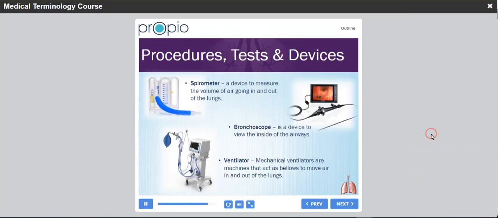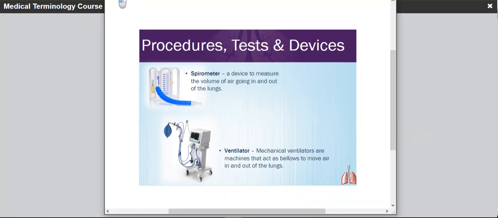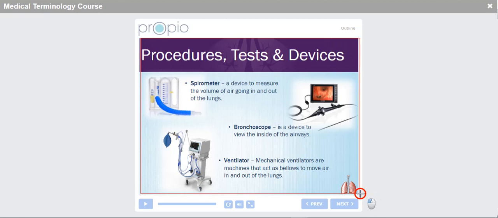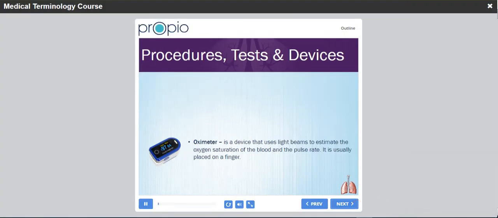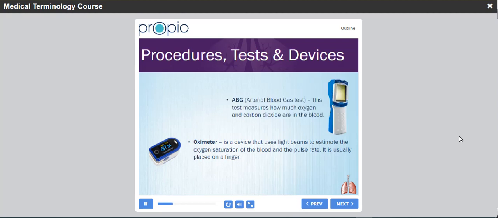Oximeter is a device that uses light beams to estimate the oxygen saturation of the blood and the pulse rate. It's usually placed on a finger. ABG, that stands for arterial blood gas test. This test measures how much oxygen and carbon dioxide are in the blood.